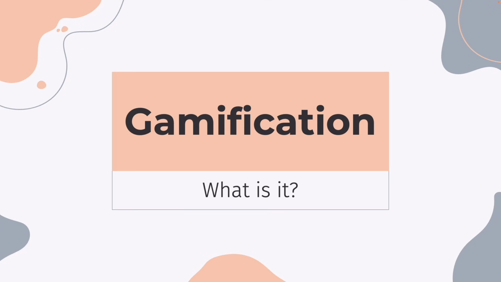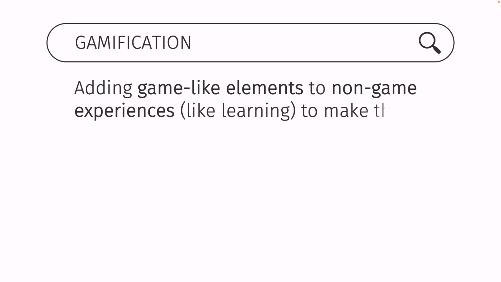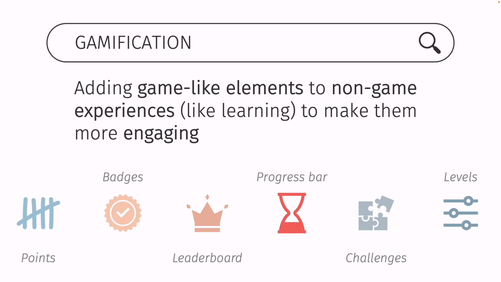Gamification, what is it? Just like some of the other buzzwords we're looking at in this series, gamification has been around for at least 10 years. Simply put, gamification means adding game-like elements to non-game-like experiences, for example, learning, to make them more engaging. These could be points, badges, leaderboards, progress bars, challenges, or even levels.